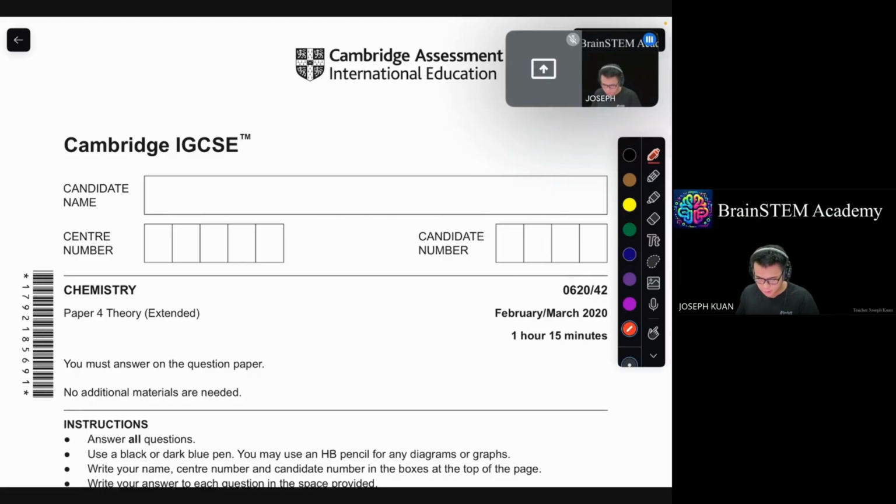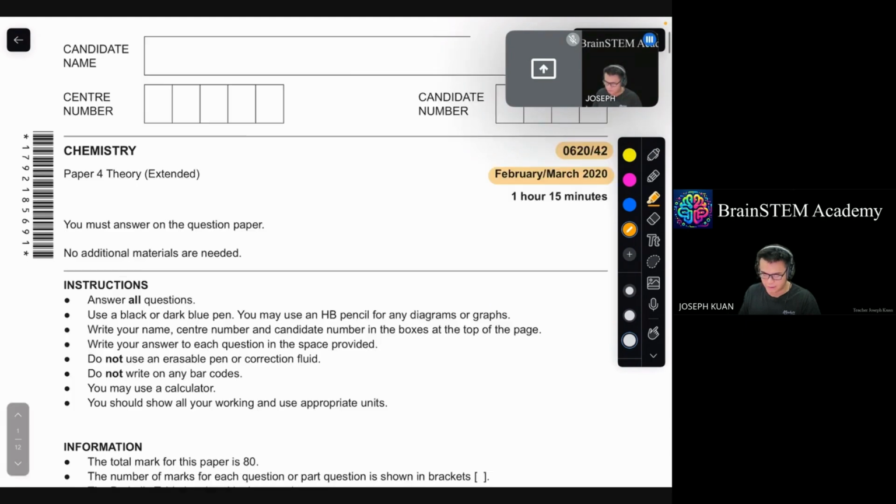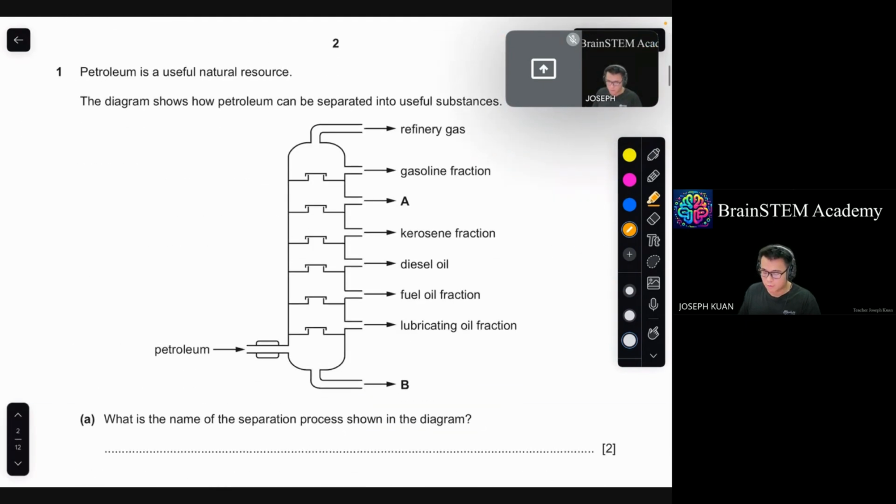Cambridge IGCSE Chemistry, Paper 4, Theory Extended, Variant 2, February-March 2020. Question number 1. Petroleum is a useful natural resource. The diagram shows how petroleum can be separated into useful substances.